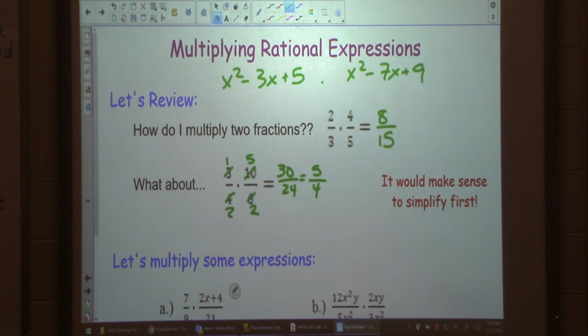Alright, so that's just why I wanted to show you that. Like, you can multiply it first, but with what we're going to be doing, we should simplify first. Alright? Does that make sense? Okay, so let's do that. Let's try it.